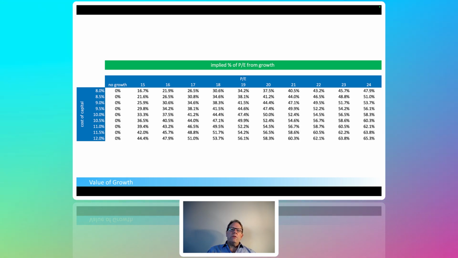And then, of course, the implied percentage of that PE from growth is going to be exactly the same as we saw a moment ago, but that's just another way of thinking about what part of your PE is from growth, what part of your PE is just from steady state. And a lot of people live in the PE world, so I like to translate the market implied value of growth work into the PE world.